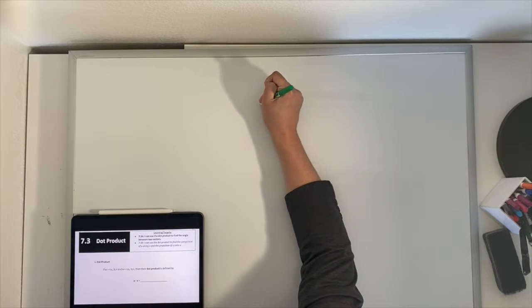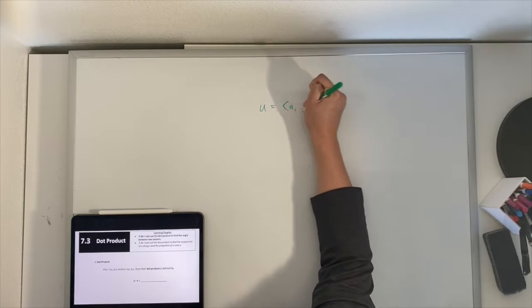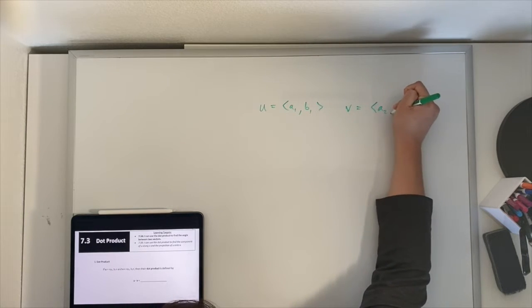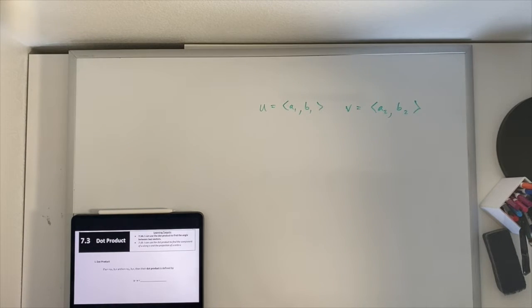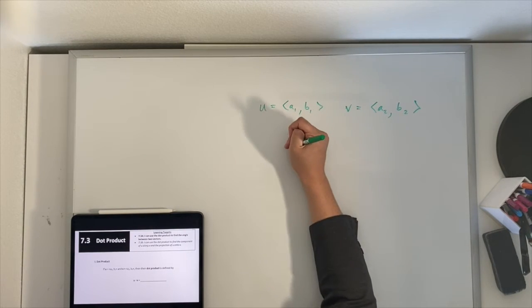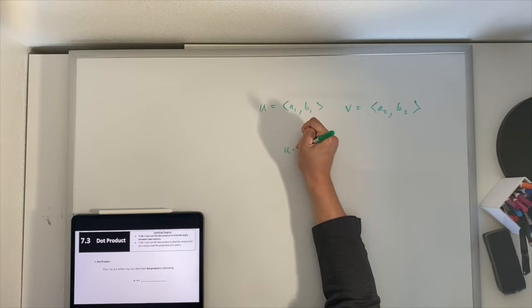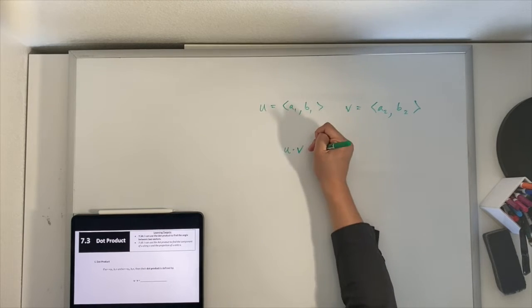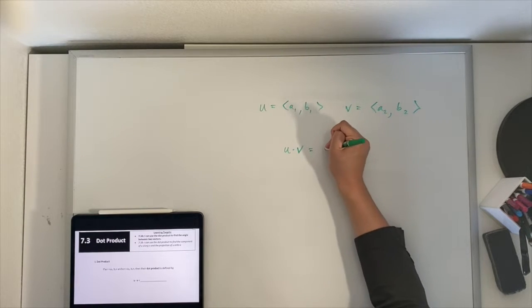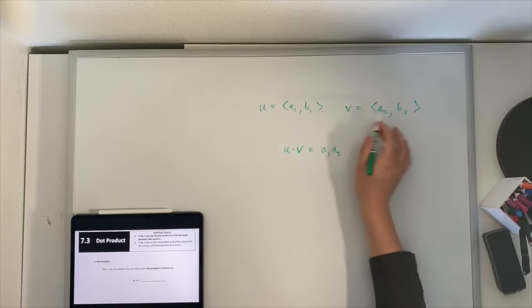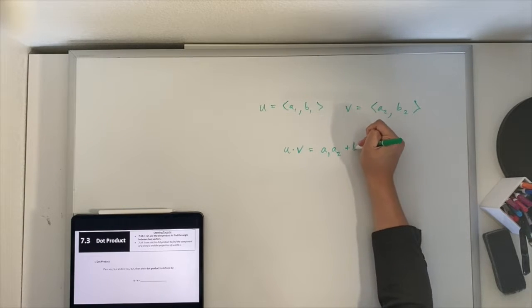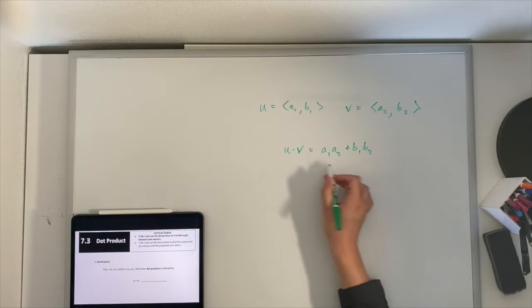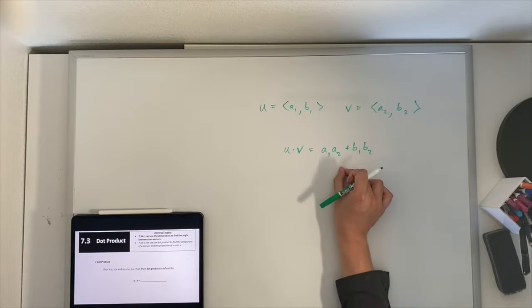So given two vectors, vector u equals a1, b1, and vector v equals a2, b2, then the dot product is written this way. Again, think of it as our multiplication of two vectors. Literally, it's read as u dot v. And this simply equals a1 times a2 plus b1 times b2. So we multiply our a values, multiply our b values, and add them together.